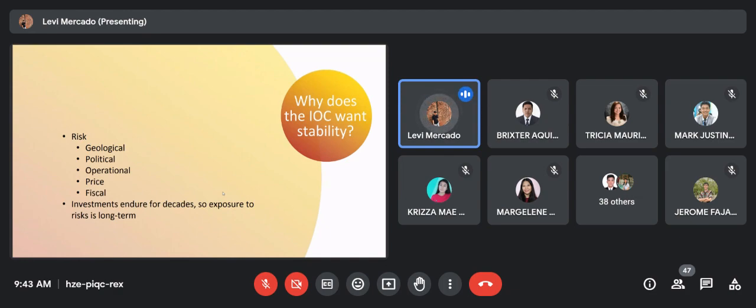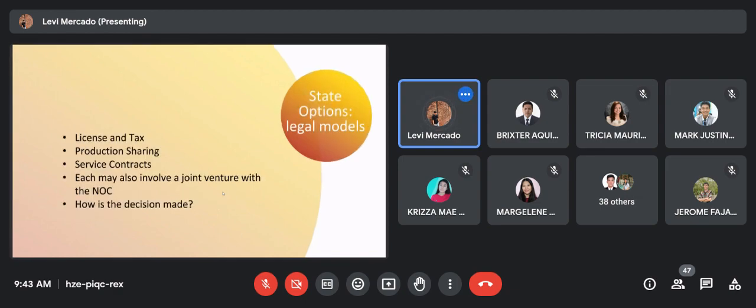Others, operational, price which we don't have control, so sa market na lang, and fiscal risks. So i-discuss natin yung mga fiscal risks. It involves yung mga agreements, contracts, dyan papasok. Investments and durable. Okay. So risk exposure is long-term. Okay, so state options on the legal models. Nasabi ko na.